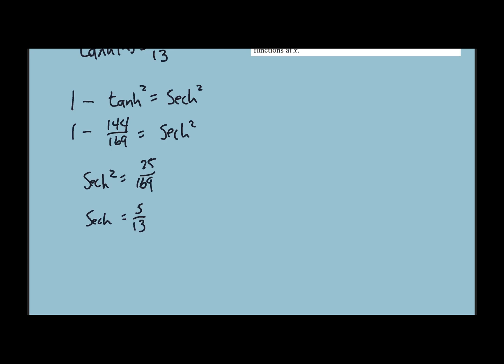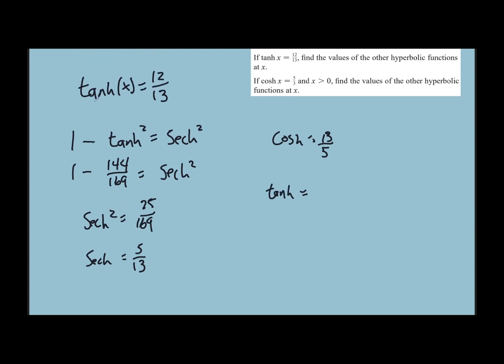Now, what's secant hyperbolic or hyperbolic secant? Is that not the upside down version of hyperbolic cosine? So can I immediately say hyperbolic cosine equals 13/5? Feels like that's true. We also know that hyperbolic tangent, which we're told is 12 over 13, is also equal to hyperbolic sine over hyperbolic cosine.